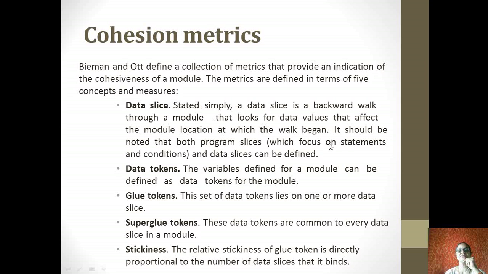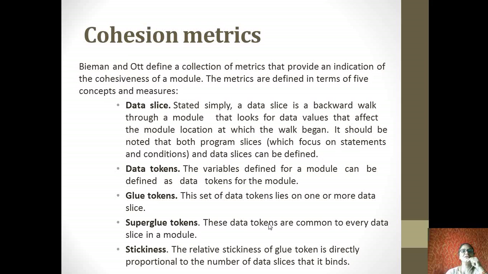The focus is on the individual statements or the conditions. The data on which the statements and conditions depend, that is glue tokens. Like if A is greater than B, then A and B are the glue tokens because these are the data which is required to perform the further calculation. So these are the glue tokens. Okay. Super glue tokens, these data tokens are common to every data slice in a module. So every data slice which uses the single variable, that single data will be called a super glue token.